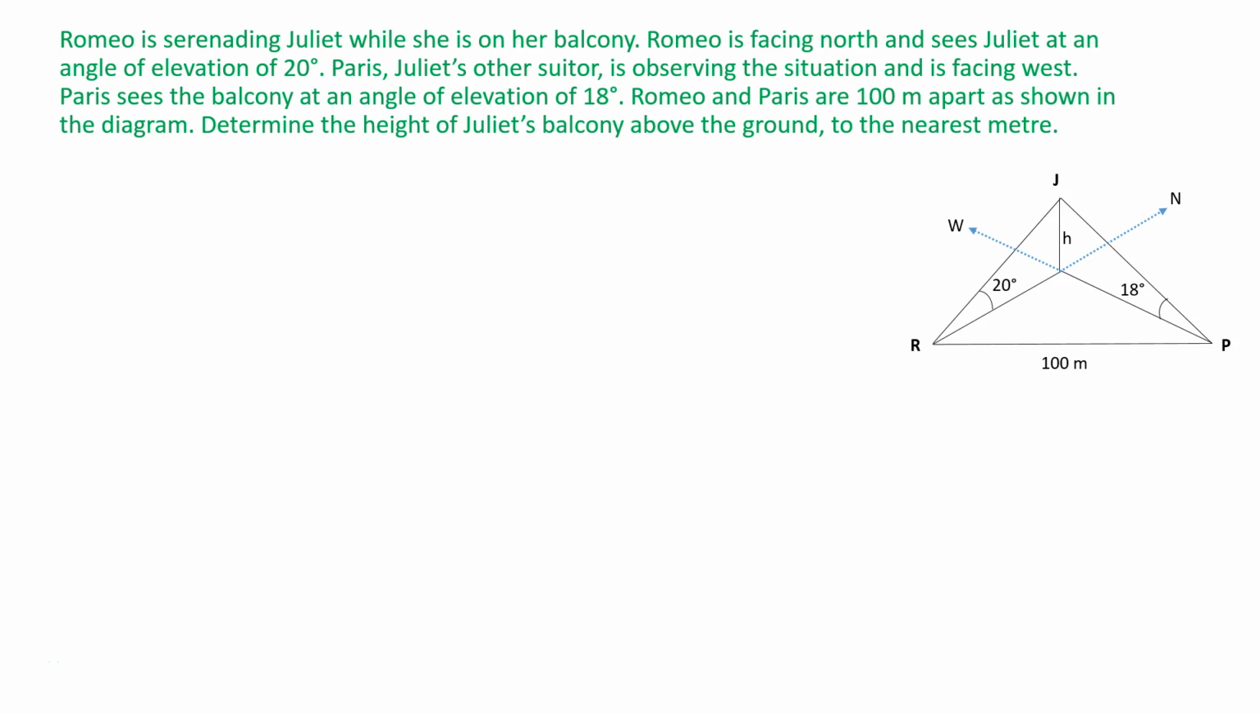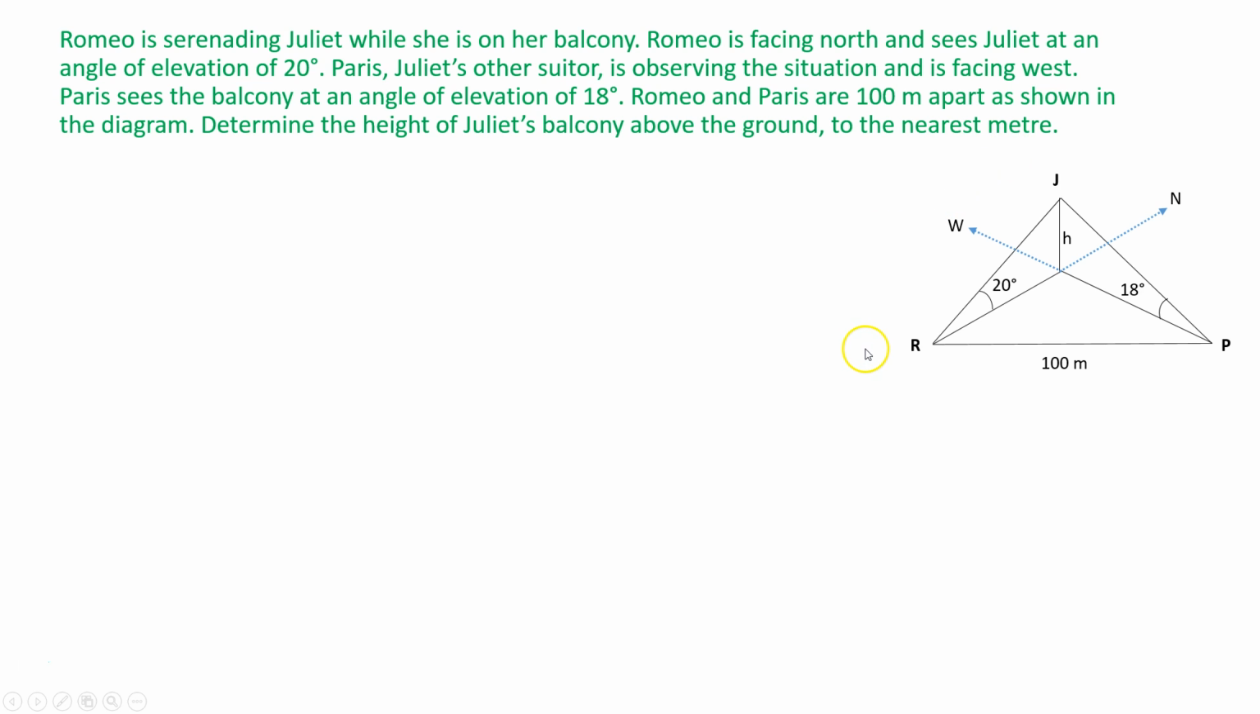In this video, I'm going to take a look at a three-dimensional trigonometry problem. Romeo is serenading Juliet while she is on her balcony. Romeo is facing north and sees Juliet at an angle of elevation of 20 degrees. Paris, Juliet's other suitor, is observing the situation and is facing west. Paris sees the balcony at an angle of elevation of 18 degrees. Romeo and Paris are 100 meters apart, as shown in the diagram. Determine the height of Juliet's balcony above the ground to the nearest meter.